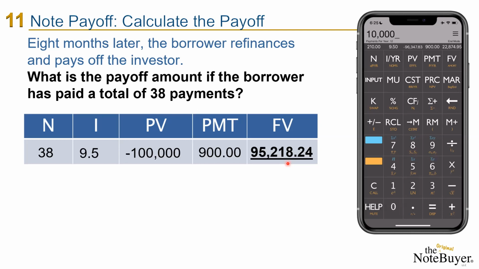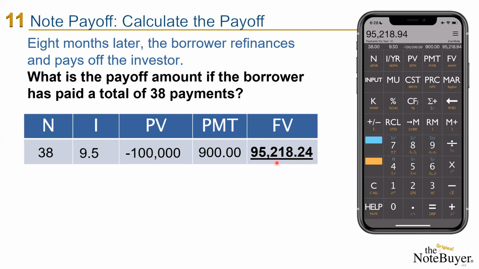So let's put those numbers in. I'm putting in the 100,000. I'm going to change that to negative. Did you see that right there? What happened? I pressed it twice, so it changed to positive. So I'm going to change it again and put that into PV. I've got the interest correct. I've got the payment correct. Now I need to put 38 into N and simply press FV. And indeed, our current balance is $95,218. So that's the balance owed.